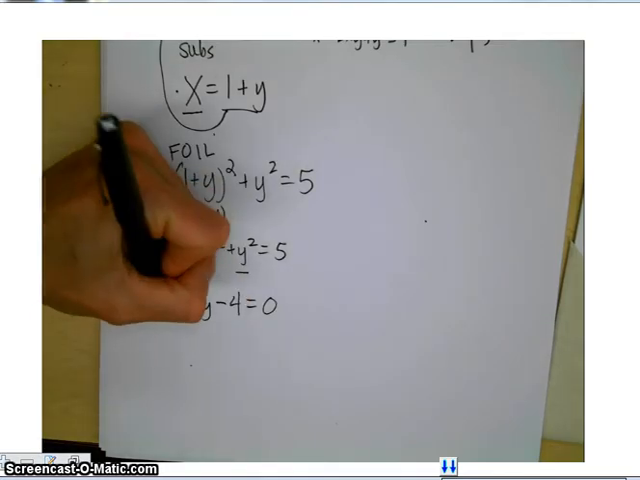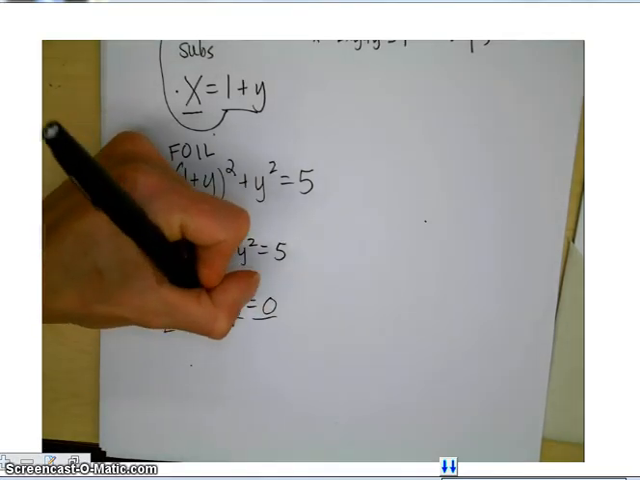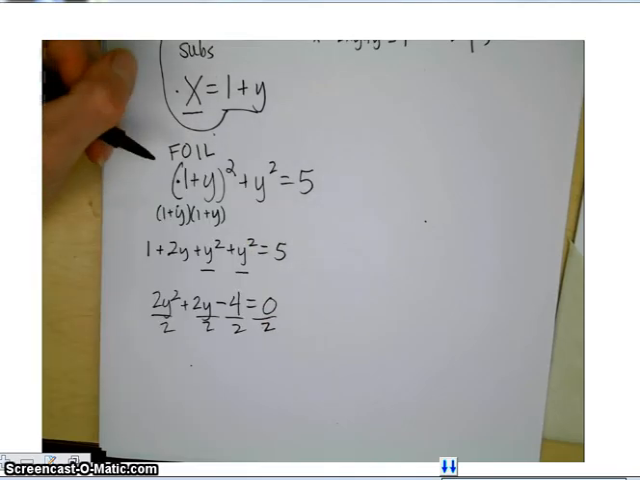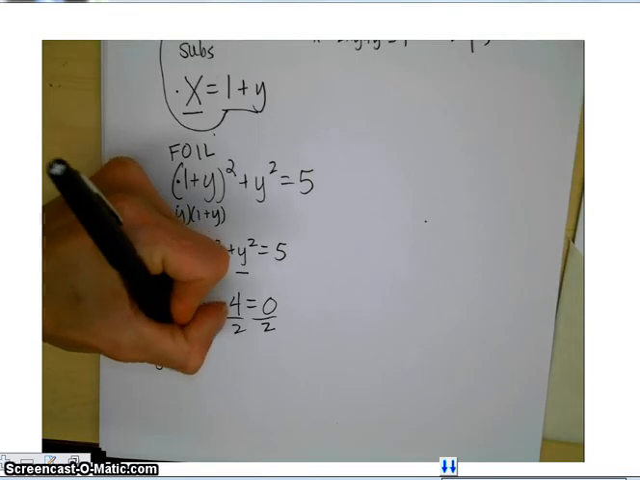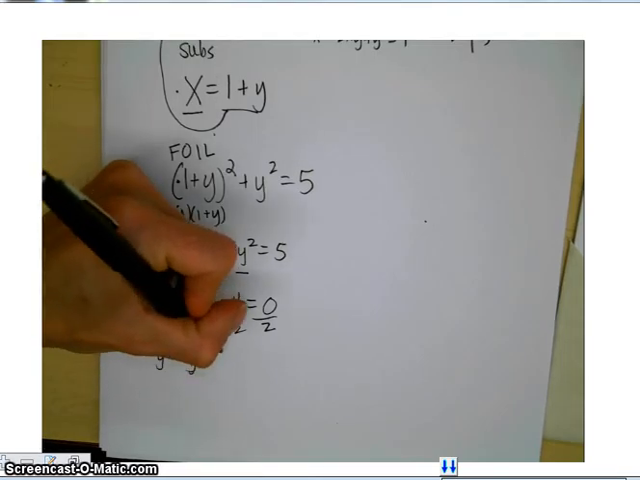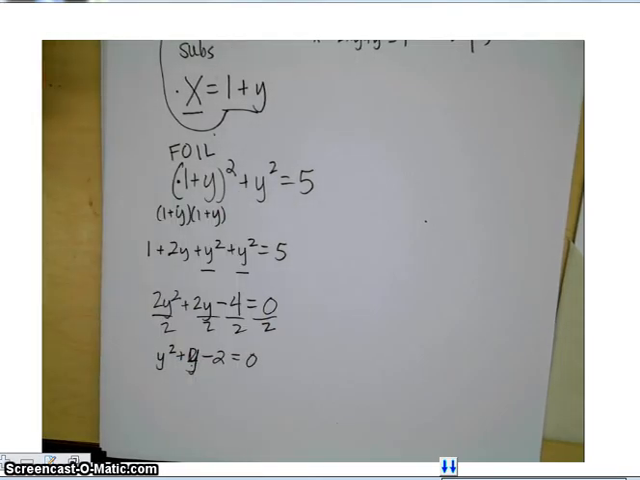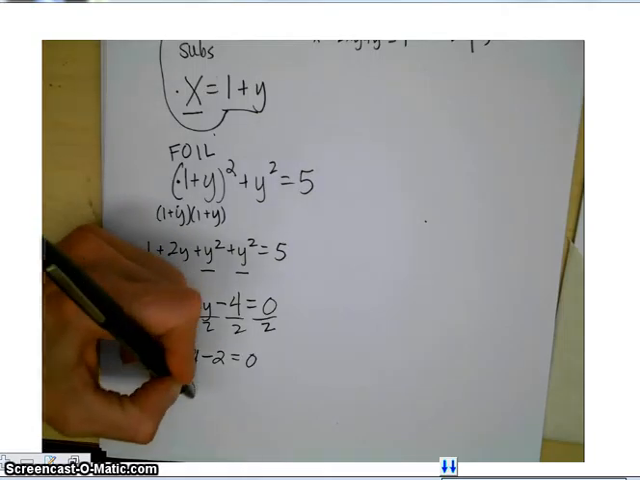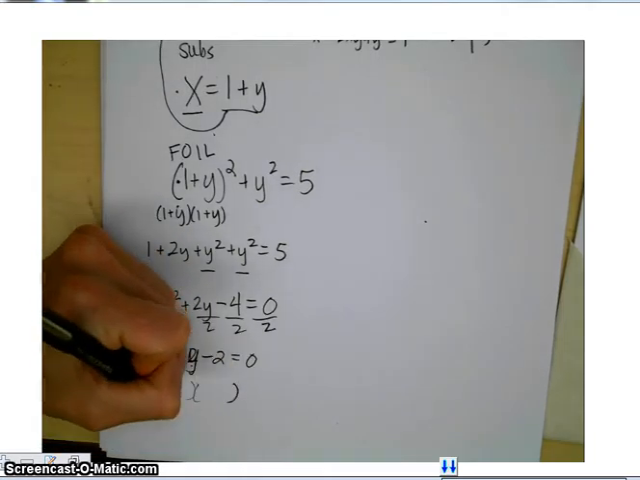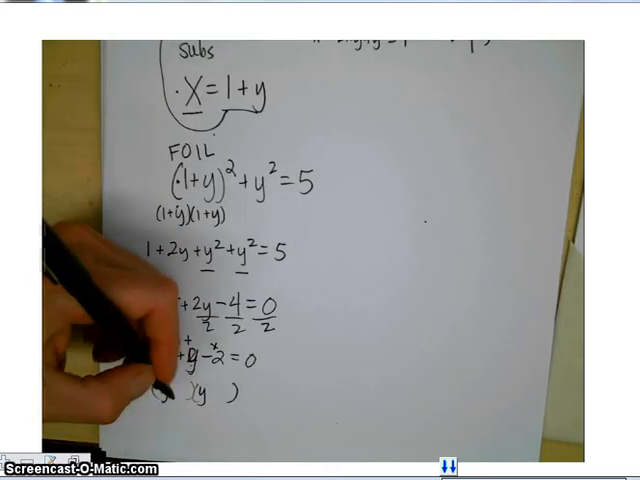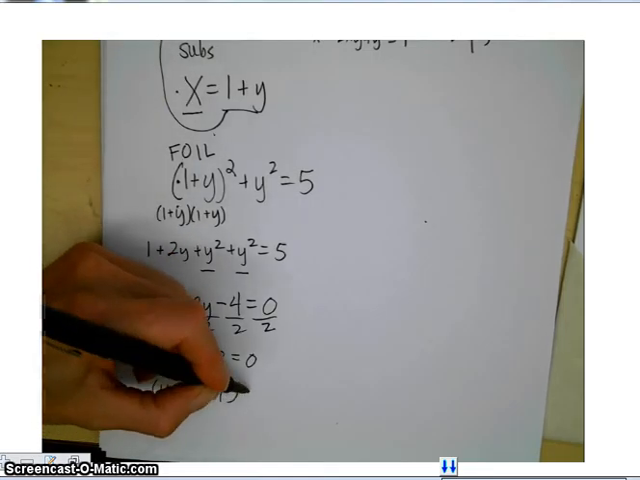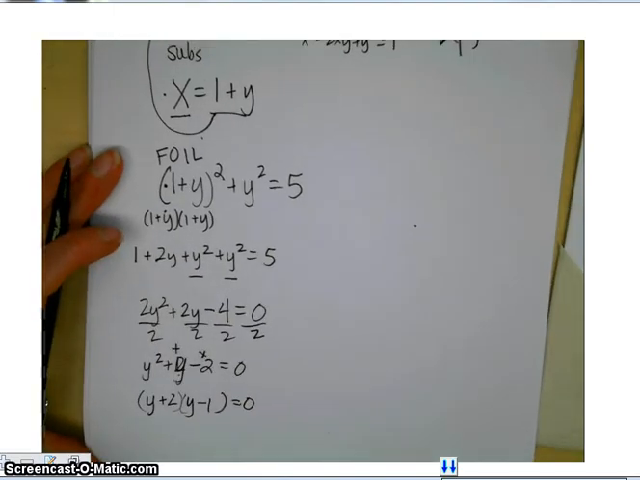Then I can divide everything by 2, actually. That would be a good thing to do. I could take a 2 out, but the 2 might confuse me if I leave it there. So if I divide everything by 2, I have y squared plus y minus 2 equals 0. Now what can I do? Factor. What two things will multiply to be negative 2 and add up to 1? Plus 2 minus 1.